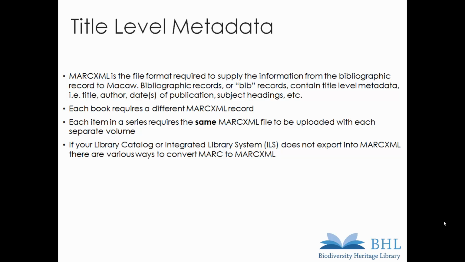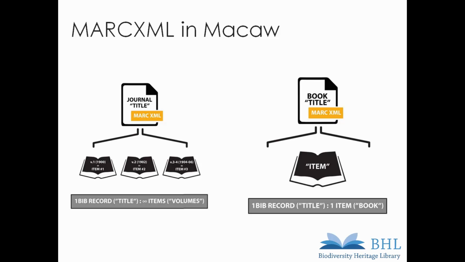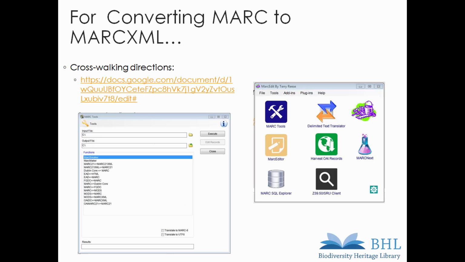If your library catalog or ILS does not export into MARCXML, there are some ways around this. This is an example of what I mentioned with the book versus series uploading. Each volume in a series is linked to the same title record. This way, the information is consistent and they are linked together once they arrive in BHL. On the other hand, we have the book, which only has one item attached to the title record.